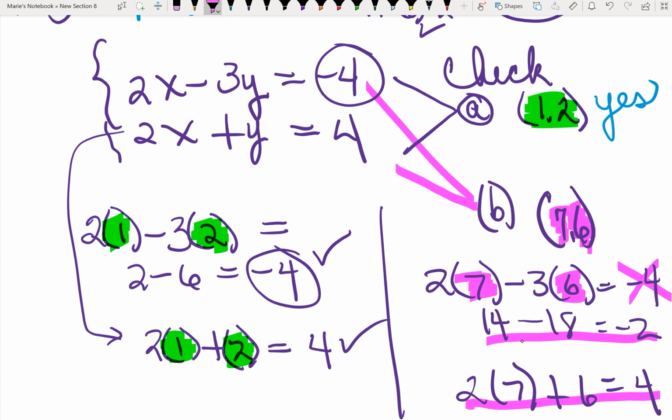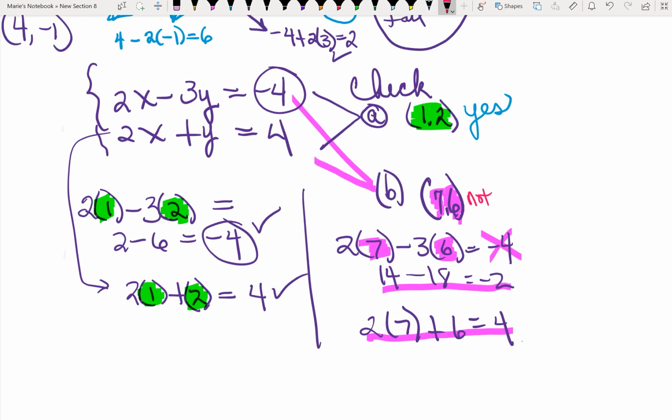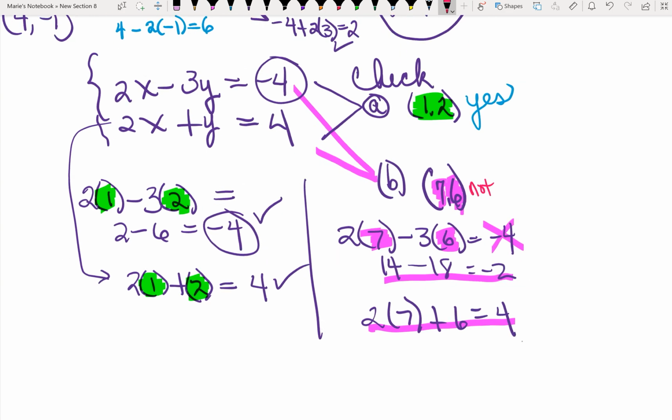Do you agree with me so far? Yes. Good. So, not a solution. All right. Good job. Do you feel okay with that? Yes. Yeah, move on.